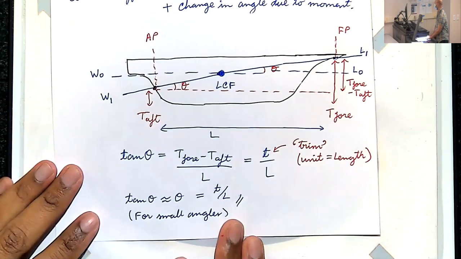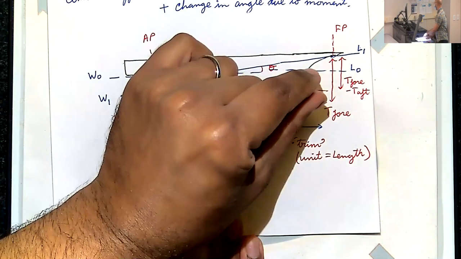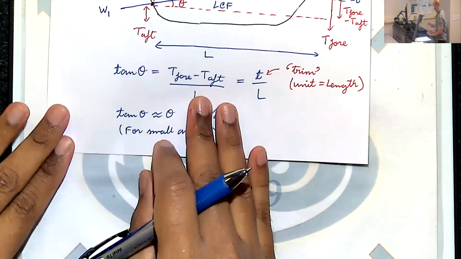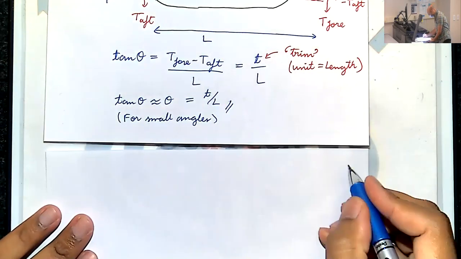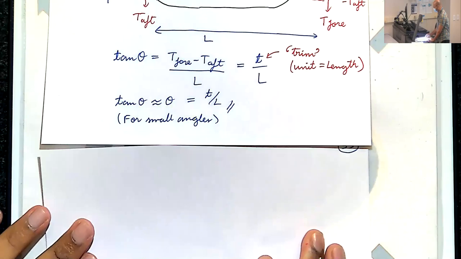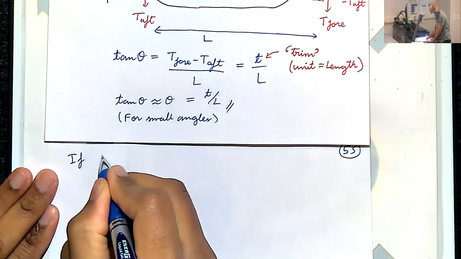Yeah, it's just the draft. Remember that the draft no longer is a constant value. In the fore, we have some value. In the aft, we have some other value. And this is just trigonometry. Tan theta is that vertical distance divided by L. Okay. All right.